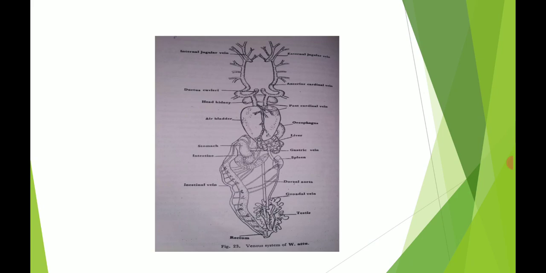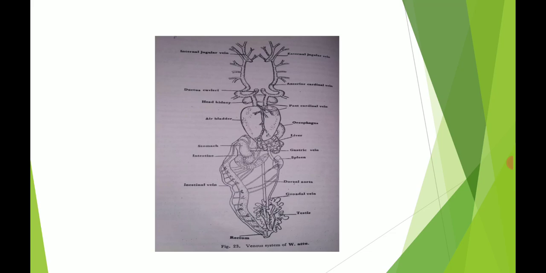Then this will be the body part related to the reproductive organs. Here the various gonadal veins are present, carrying the deoxygenated blood and pouring it again into the heart. The various veins here carry out their different functions. This is the venous system of Wallago.